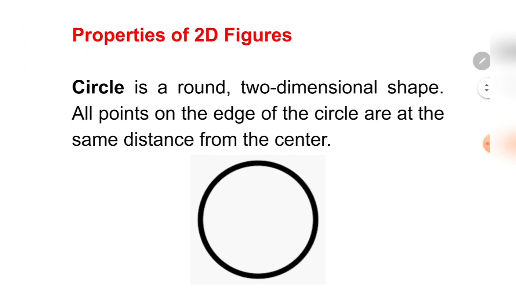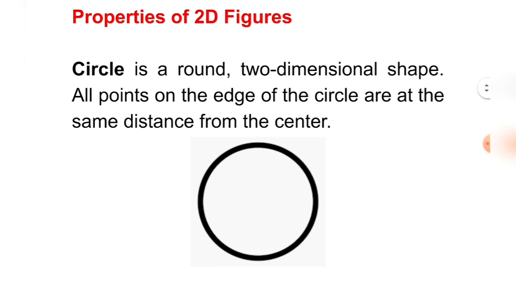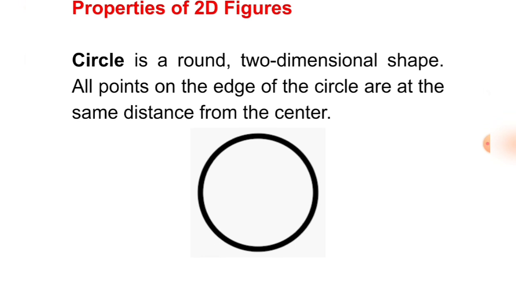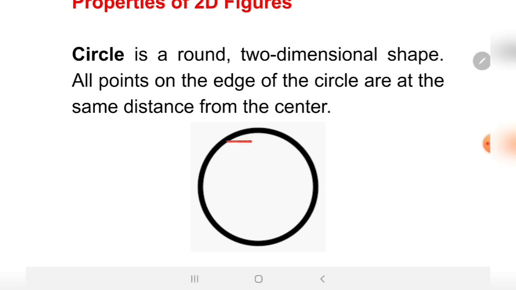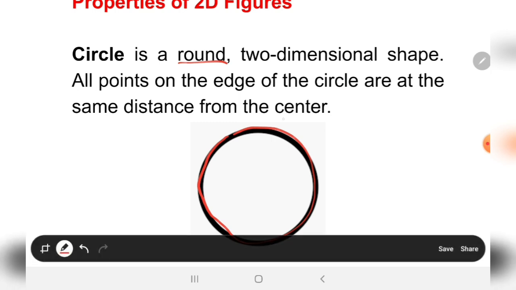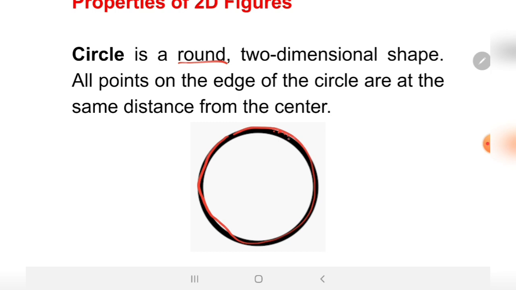Next, what are the properties of two-dimensional figures? First is circle. Okay, we know that a circle is a two-dimensional figure, but a circle is not a polygon. A circle is a round two-dimensional shape. A circle consists of many points.